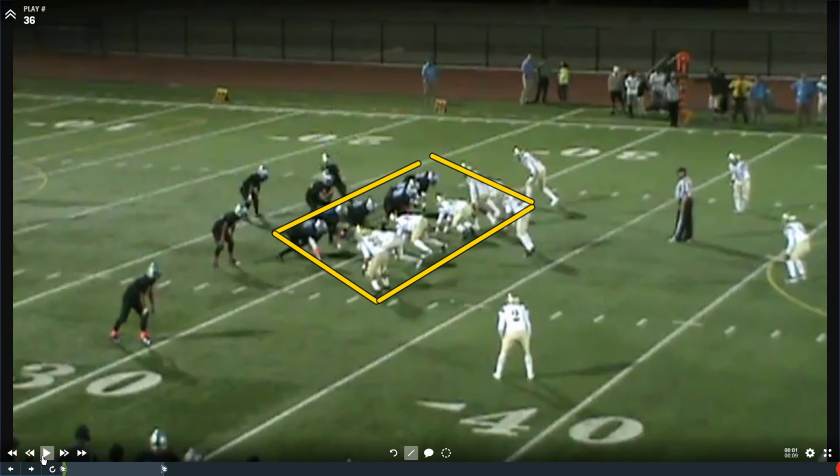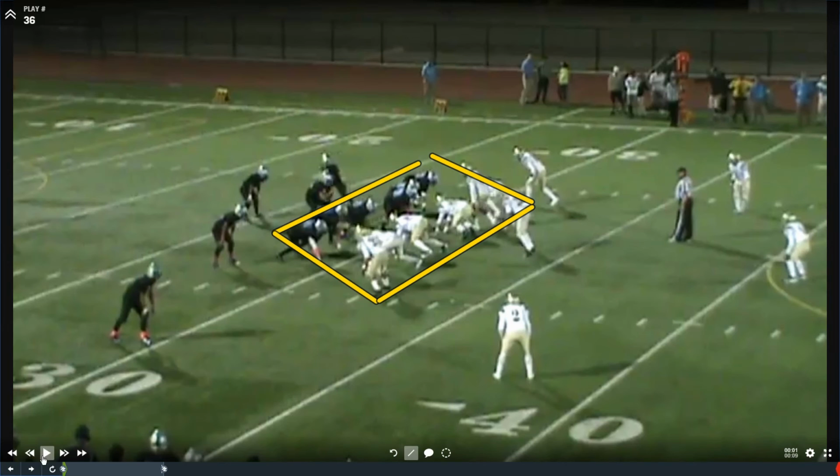So what's the requirement for a legal block below the waist in the free blocking zone? Blocking below the waist is permitted in the free blocking zone when the following conditions are met. All players involved in the blocking are on the line of scrimmage and in the zone at the snap. So while he started out as a linebacker and obviously not on the line of scrimmage, he's moved up. He's on the line of scrimmage. So we have the first requirement met.